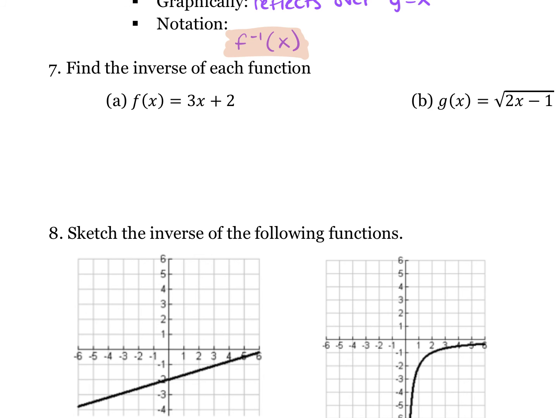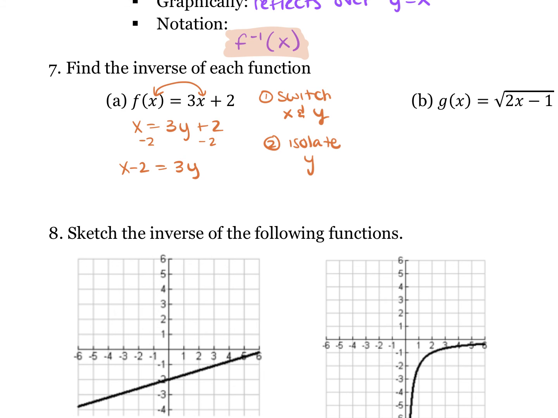So to find the inverse, step 1, we're going to switch x and y. So x equals 3y plus 2. I literally just flip-flop the x and the y. And then you're going to isolate y, which means get y by itself. So we're going to subtract 2, and then divide by 3. And then we write this as f inverse equals x minus 2 over 3. Okay, go ahead and try letter B and see if you can figure that one out.